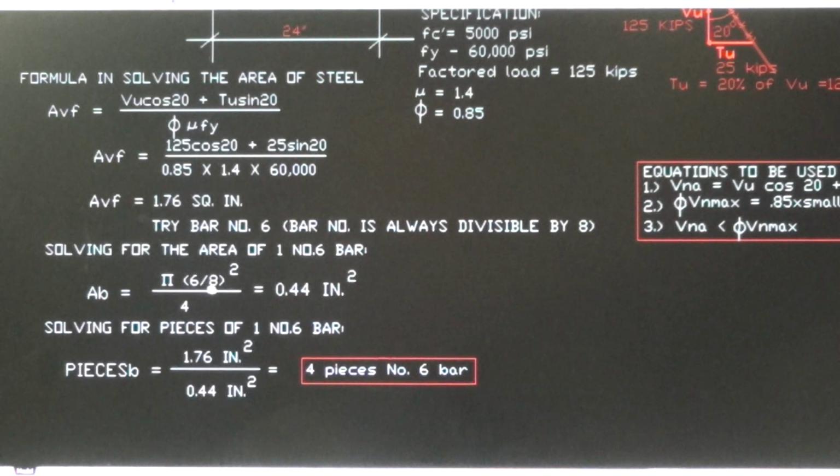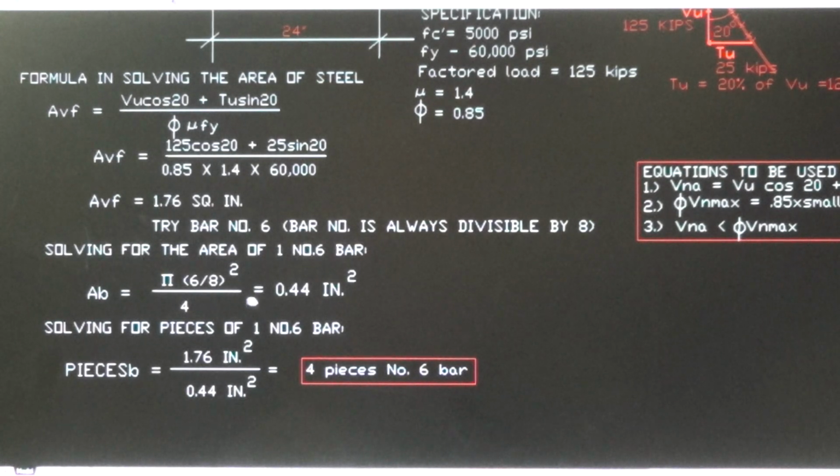The 6/8 here is bar number 6. As I said, the bar number is always divided by 8 to get the diameter. This is the diameter. The area is pi d squared over 4, and that gives us an area of 0.44 square inches. Okay, we got the area of one bar.